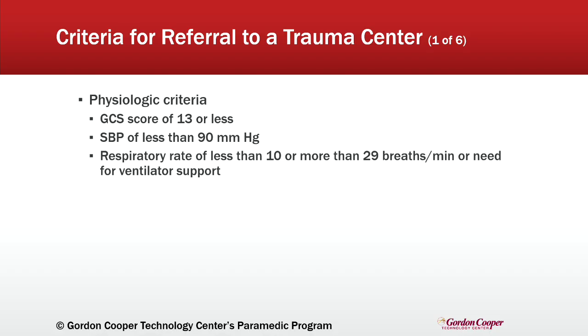The American College of Surgeons Committee on Trauma and the Centers for Disease Control and Prevention have developed a field triage decision scheme to help you decide which patients need to go to a trauma center. If a patient meets any of the following physiological criteria, they should be taken to the highest level trauma center available. This includes a GCS score of 13 or less, a systolic blood pressure below 90, or a respiratory rate less than 10 or more than 29 breaths per minute.